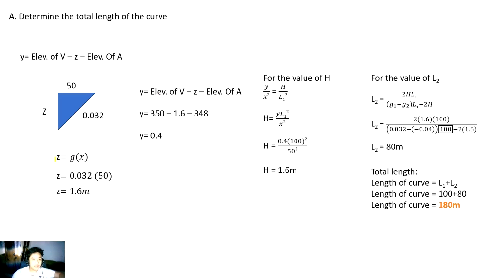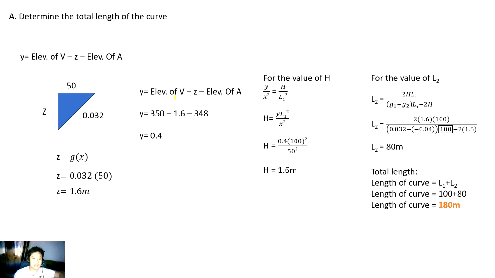So, to determine the Z, the formula that we're going to use is G times X. So, ang G natin ay 0.032, while yung X naman natin ay 50. So, having that, makukuha natin ang sagot na Z is equals to 1.6 meters. So, since meron na tayong Z, pwede na nating masolve yung Y. Para masolve yung Y, gagamit tayo ng elevation of vertex minus Z minus elevation of A.